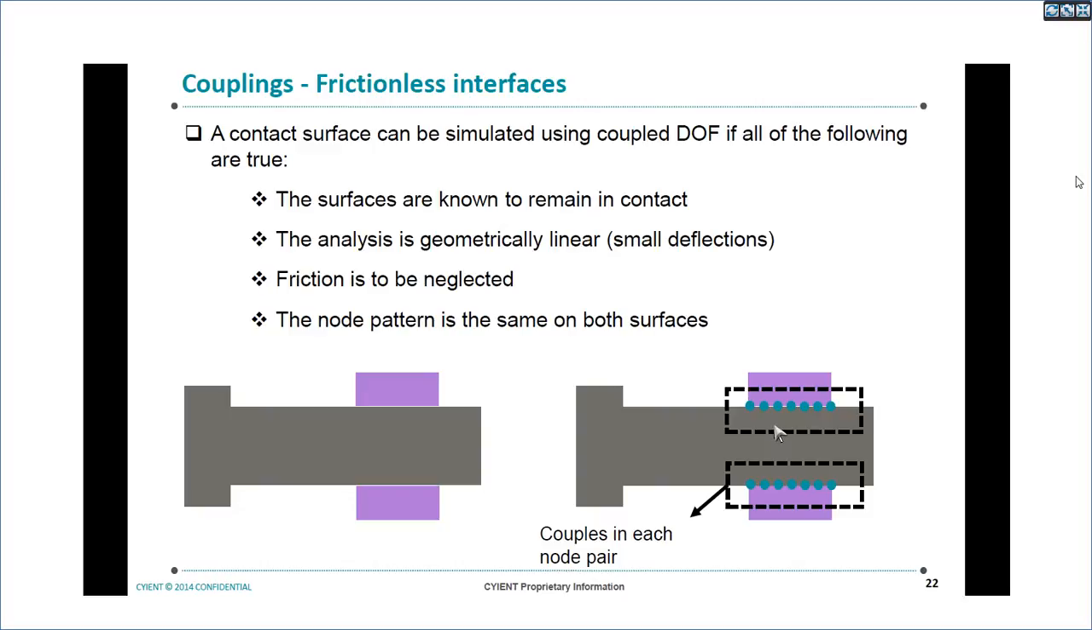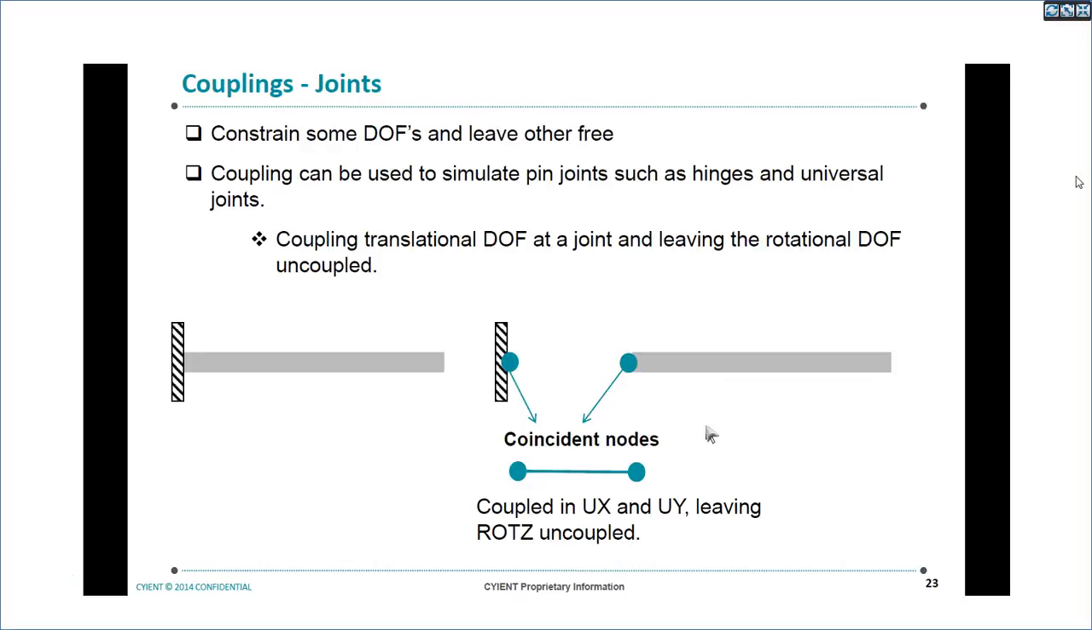So these are some of the assumptions we have to consider on frictional interface simulation. Coming to couplings in joints: constrain some degrees of freedom and leave others free. Couplings are also used to simulate joints. In this example, instead of coupling all degrees of freedom, we are coupling only ux and uy and leaving rotation z free. So in some cases we need to omit some of the degrees of freedom in coupling. We can do that using couplings.